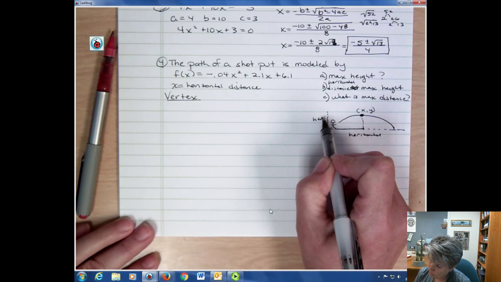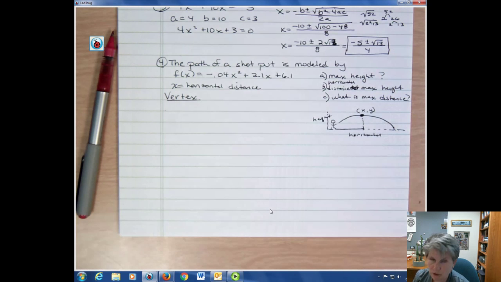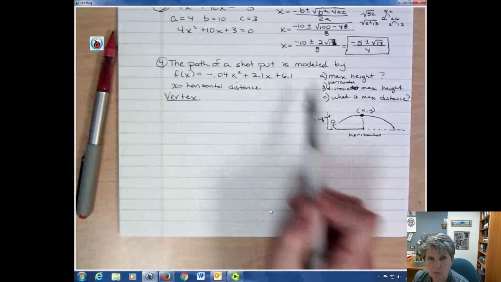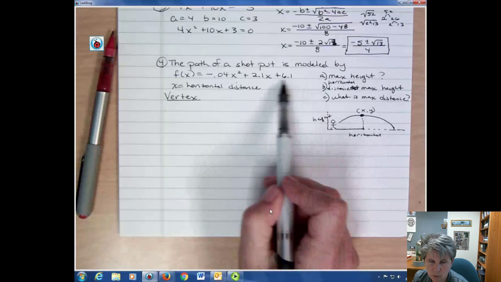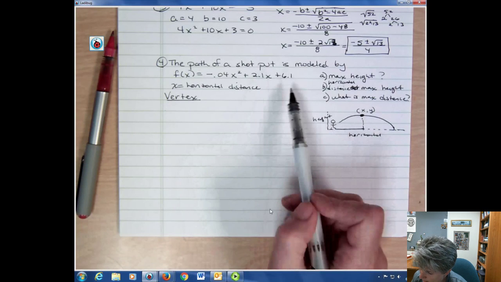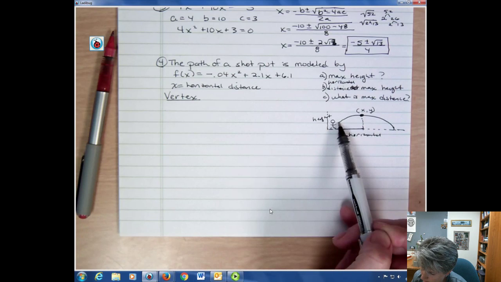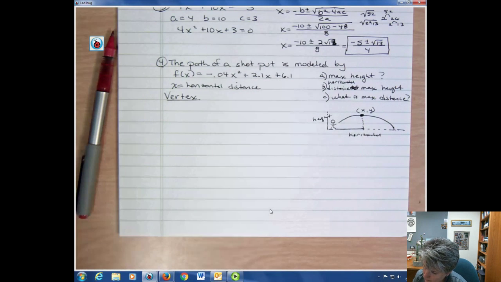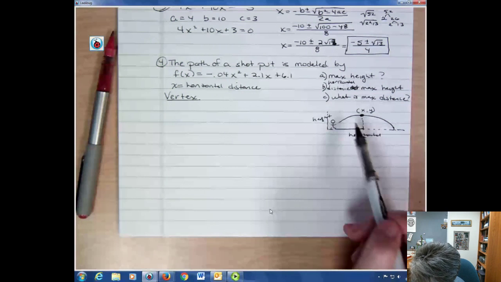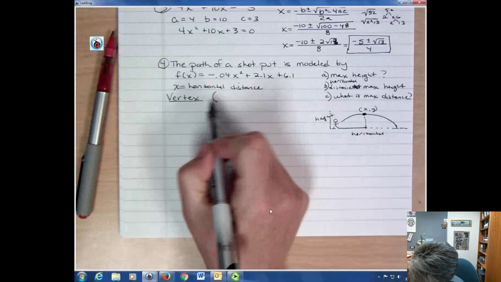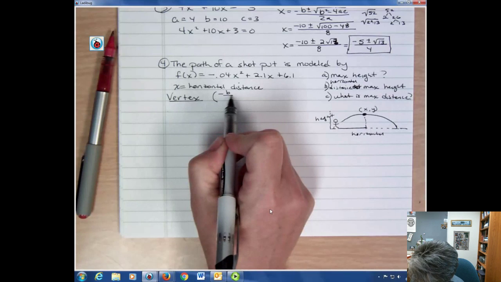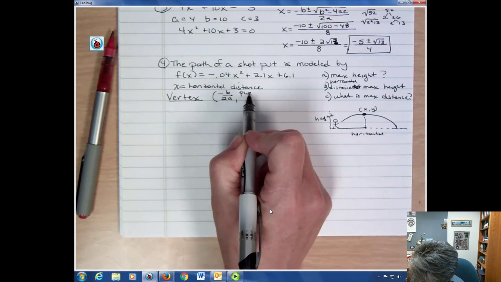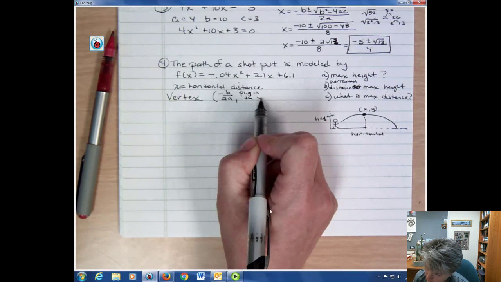Okay, and so if I look at this formula, what I know for sure is that this person let go of that shot put at 6.1. That's the 6.1 feet is how high it was when they released it. Okay, that's the y-intercept. I know that to find the vertex, my x-coordinate is -b over 2a, and the y-coordinate is you plug in the x as you find it. So that's what I need to do.